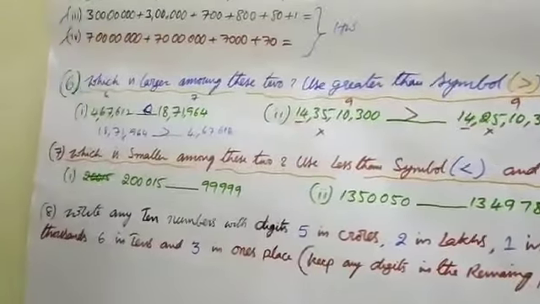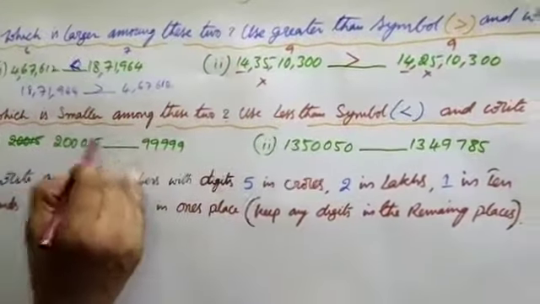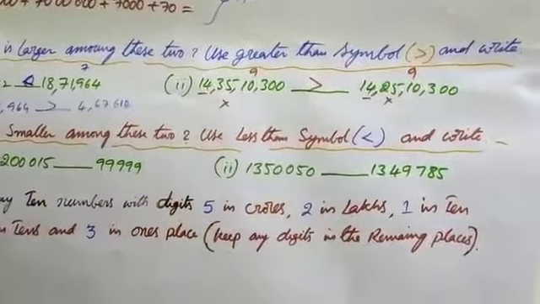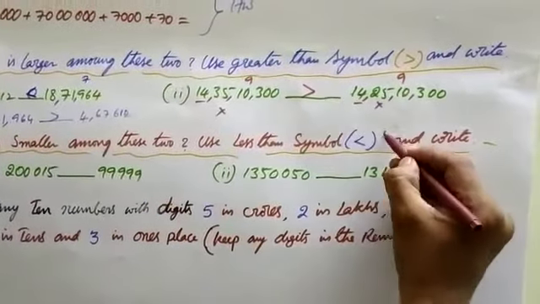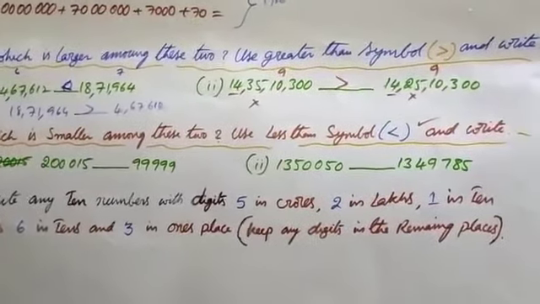At the same time, go to 7. Which is smaller among these two? Use the less than symbol. What is the meaning of less than symbol? Which is small?